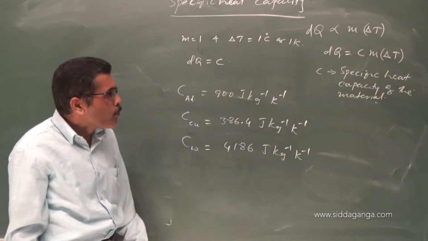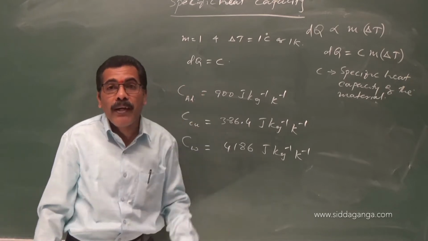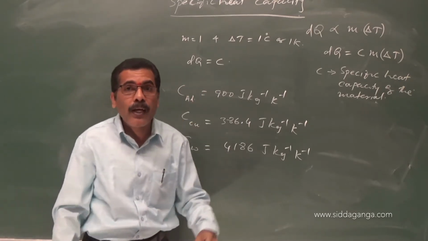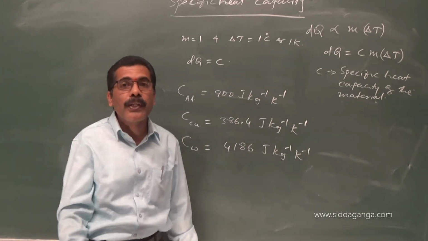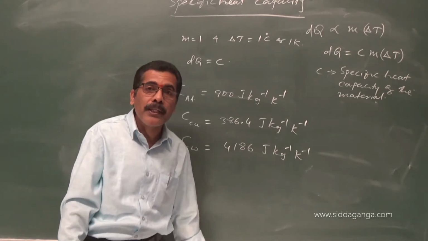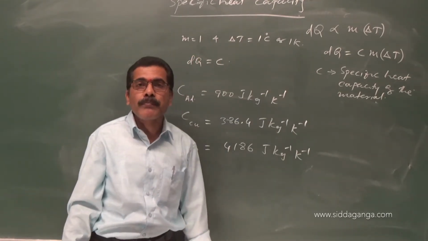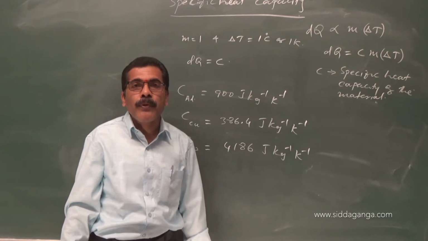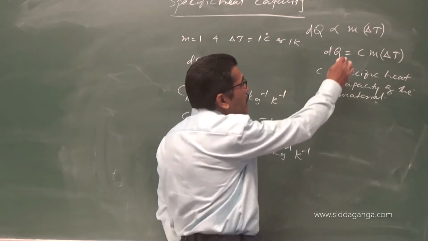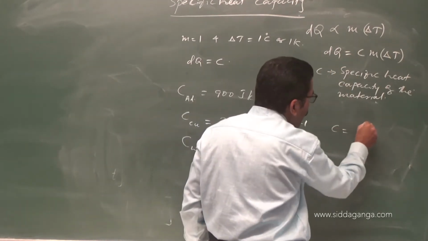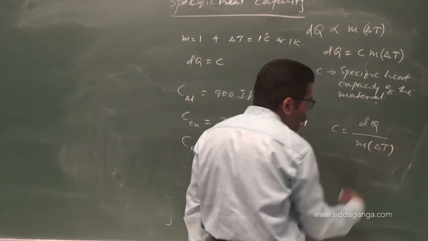This is called specific heat capacity. The amount of heat required to raise the temperature of unit mass of the substance through unit degree Celsius or unit Kelvin is a constant for a given material, and we call it specific heat capacity. So remember, if I write the equation, C is equal to dQ divided by M into delta T.